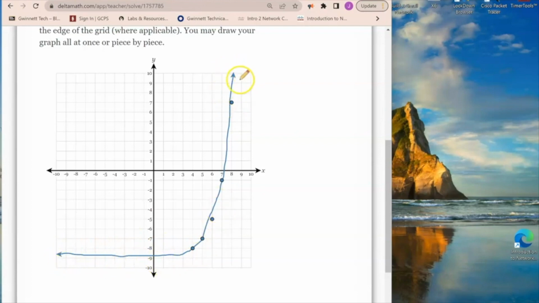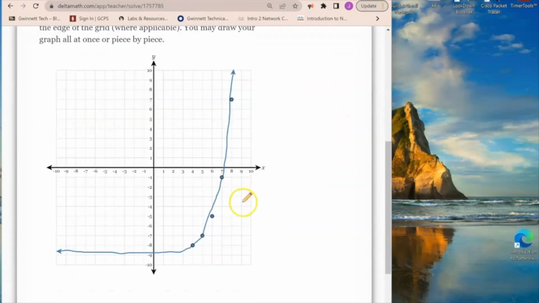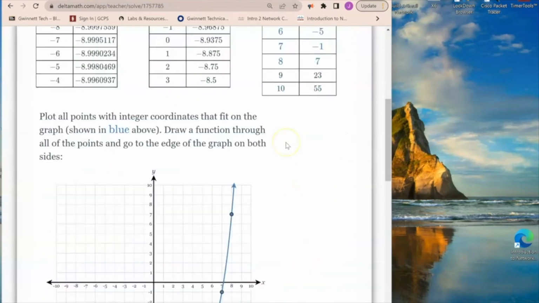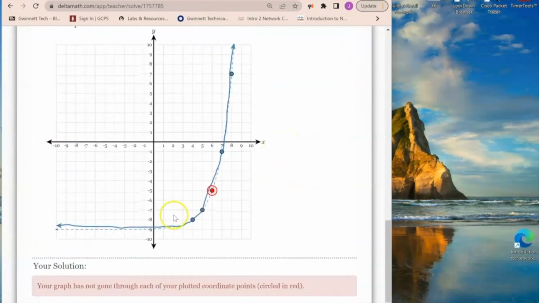As long as your arrows are going forever that way and forever this way, and you curve into the asymptote, you should be good. So let's go ahead and check this out. So I submit my answer. I guess you're not good. If you're not good, it will tell you why.